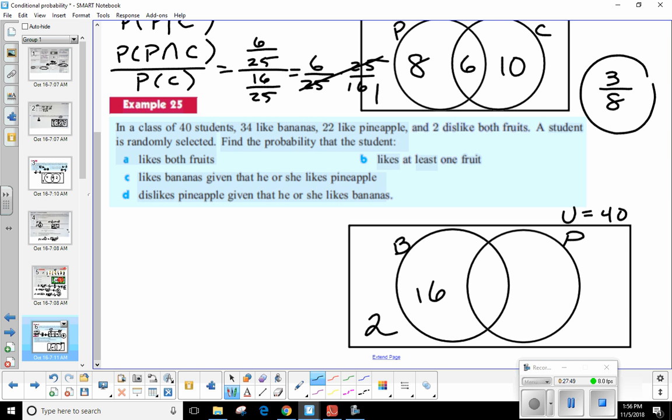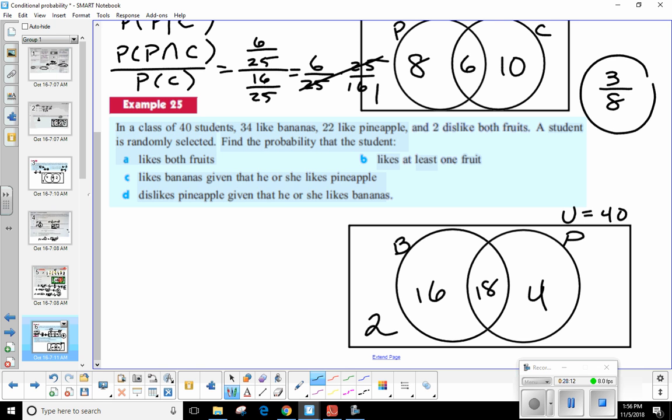And see, going back the other direction, it's still going to work. So for the 34 who like bananas, that would still be 18. And then for the 22 who like pineapple. Okay, how many people got that Venn diagram together correctly? Is it making sense, though? All right, good. Now we can go ahead and start running through these probabilities.